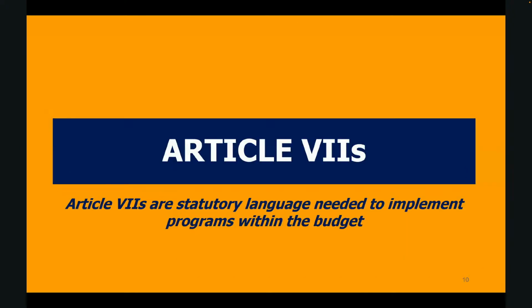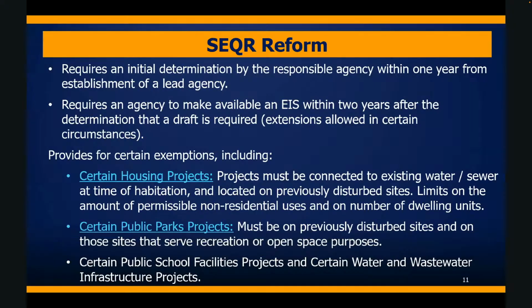There were also changes in this year's budget to SEQR and CLCPA. These technically aren't under ESD's purview, but since they're relevant to development projects, I'll cover them briefly. For SEQR, the changes mainly involve expediting timelines for housing projects and public spaces like parks, particularly in situations where the land was previously disturbed by other development. It also requires an agency to make the EIS available within 2 years of the determination that a draft is required.